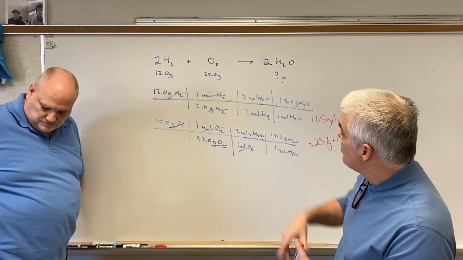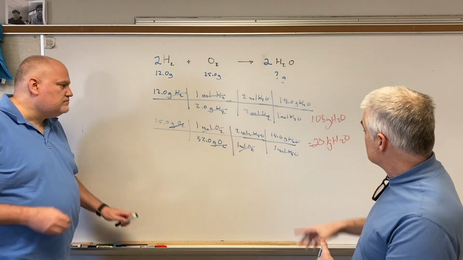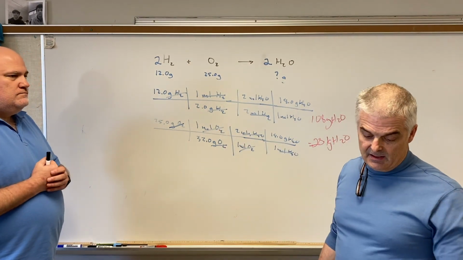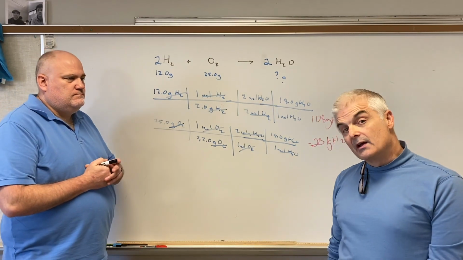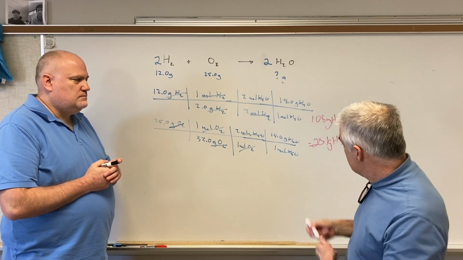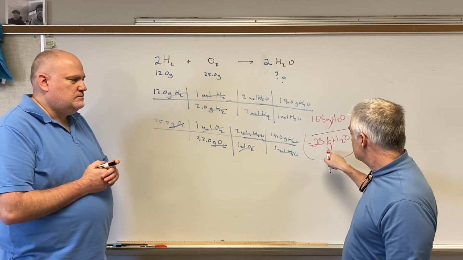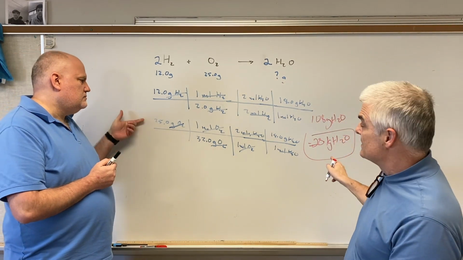So think about this. If I start with 12 grams of hydrogen, I can make 108. If I start with 25 grams of oxygen, I can make 28. Which one wins? Which one's the correct answer? How many cookies can I make? What's the lower number? So this is how many grams of water you can make.